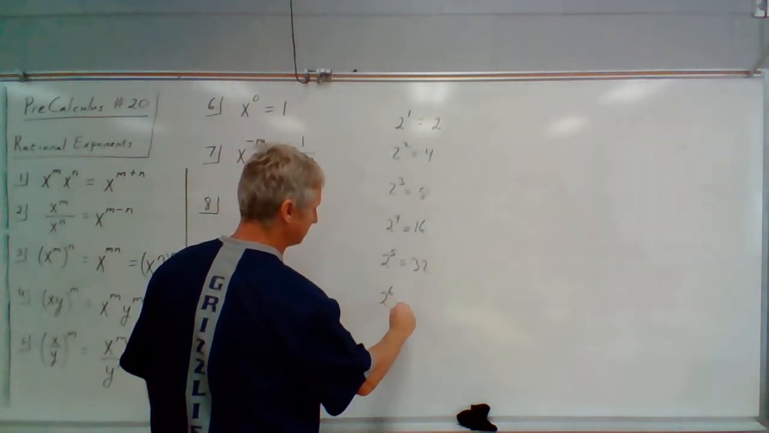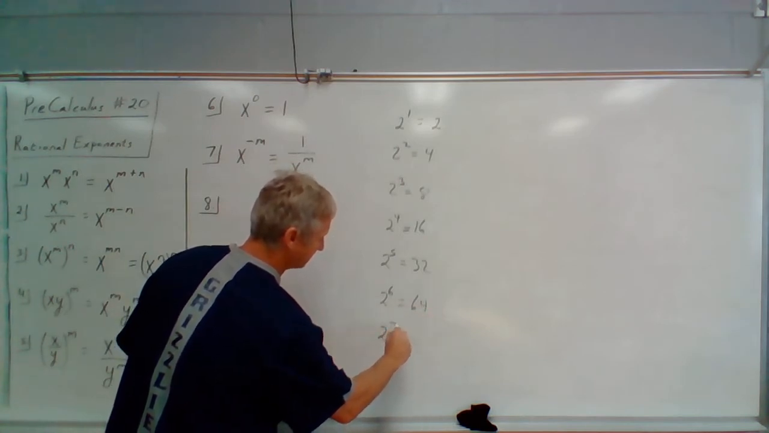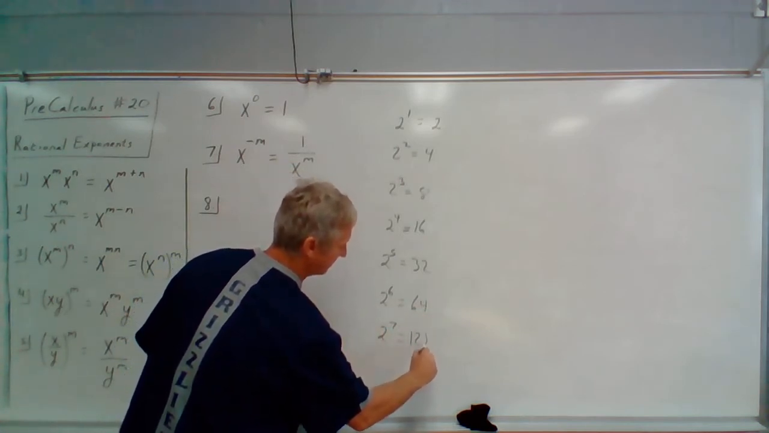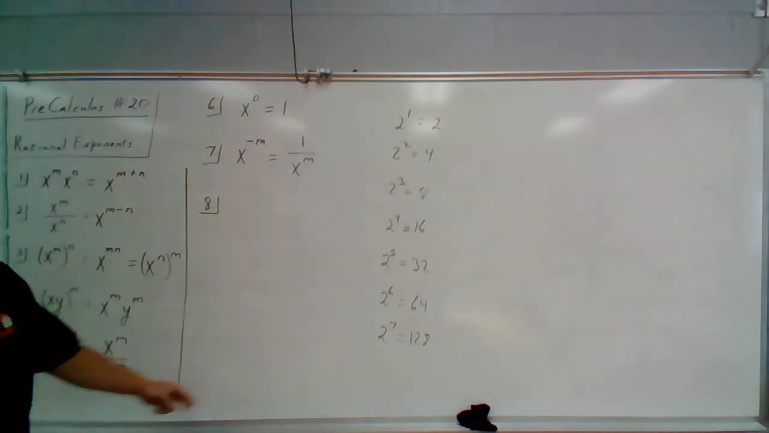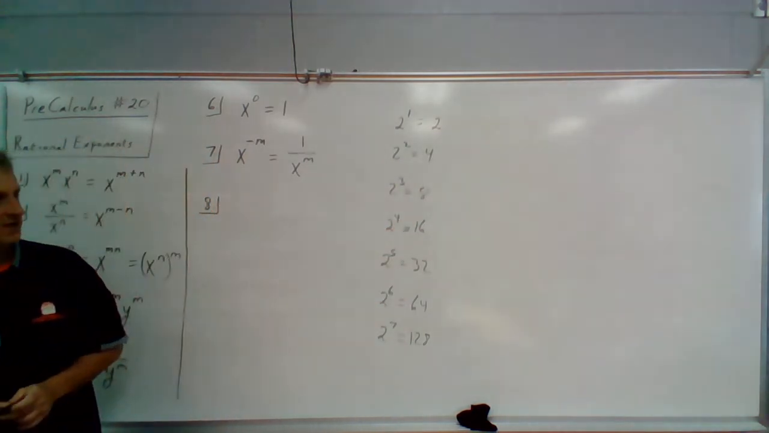2 to the sixth, 32 times 2 would be 64. 2 to the seventh, that would be 128. So you need to be very familiar with these numbers: 2, 4, 8, 16, 32, 64, 128.